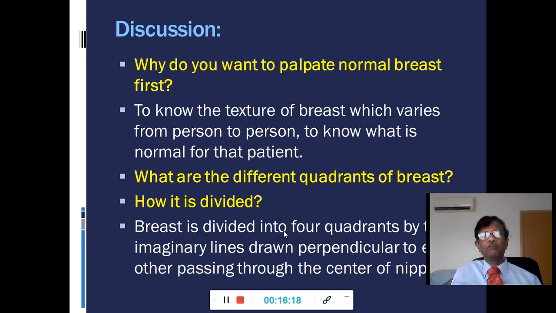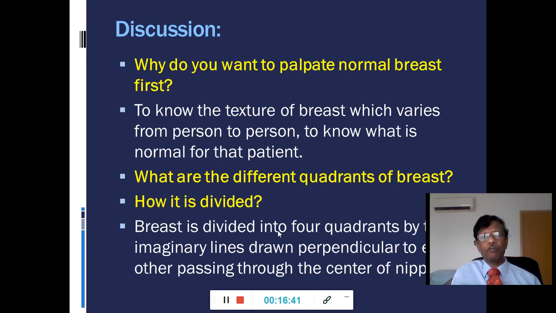Why do you want to palpate the normal breast first in this patient? To know the texture of the breast, which varies from person to person, and to know what is normal for that patient. Right. So we must first know the texture of the breast of that patient. Then only can we make out the diseased breast texture.